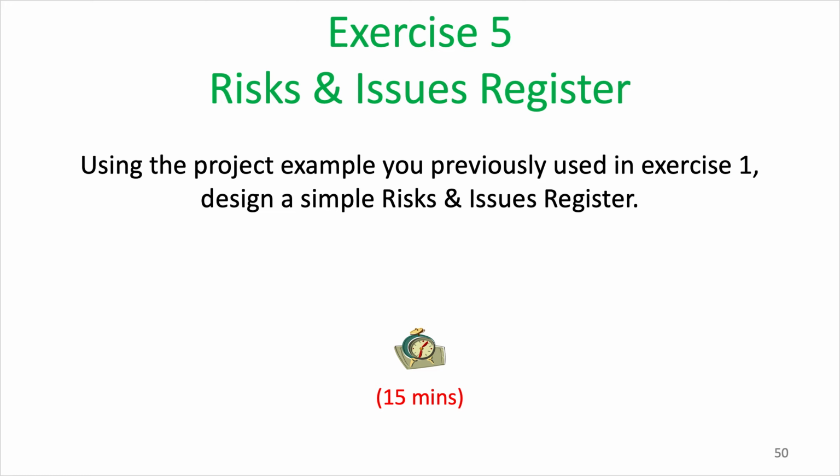Finally, on this module, let's look at a fifth exercise. Let's look at the risks and issues register. Using the project example you previously used in exercise 1, why not design a simple risks and issues register? Take 15 or 20 minutes and perform this exercise in pairs or teams, and then return in module 6 when we will resume the Effective Basic Project Management course.